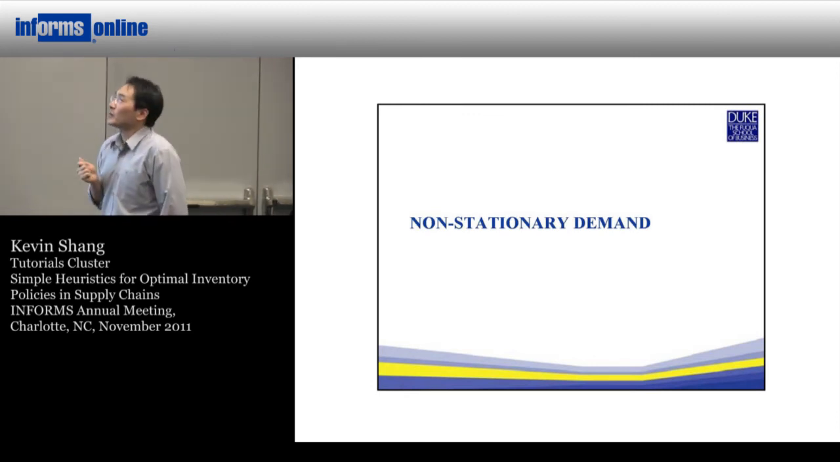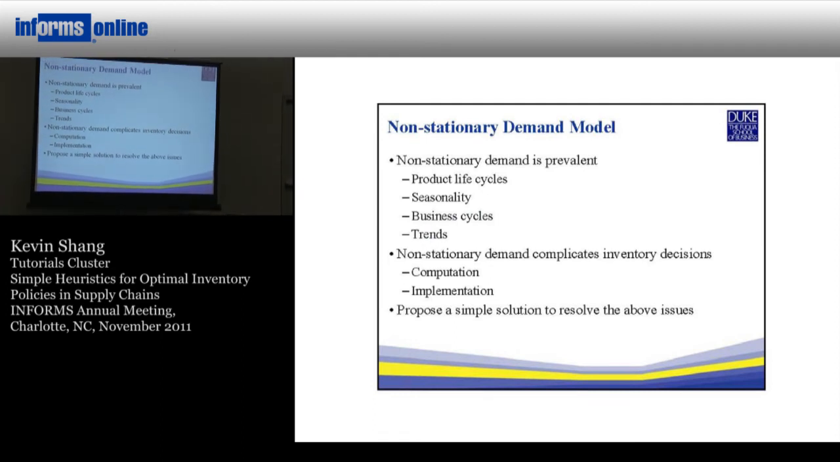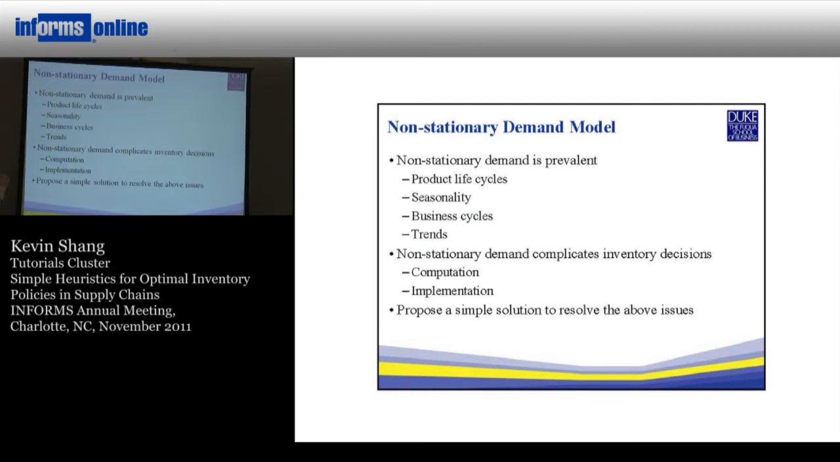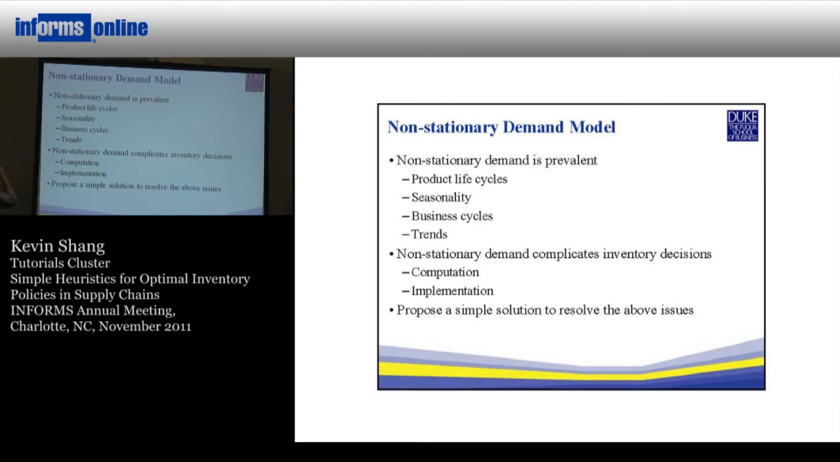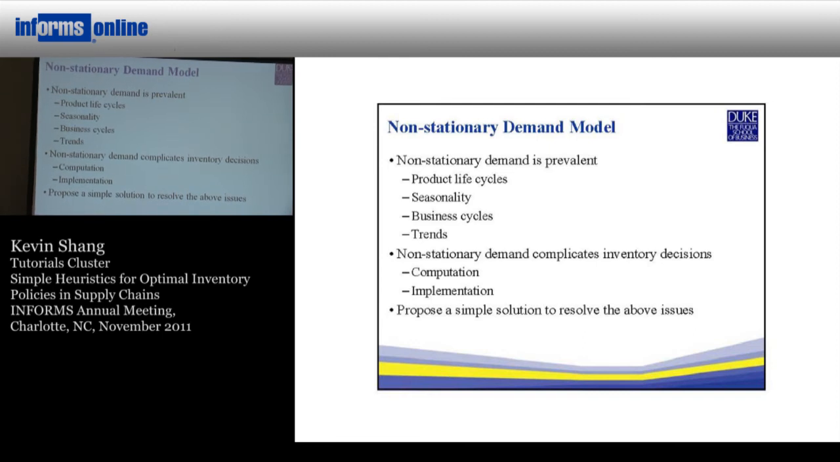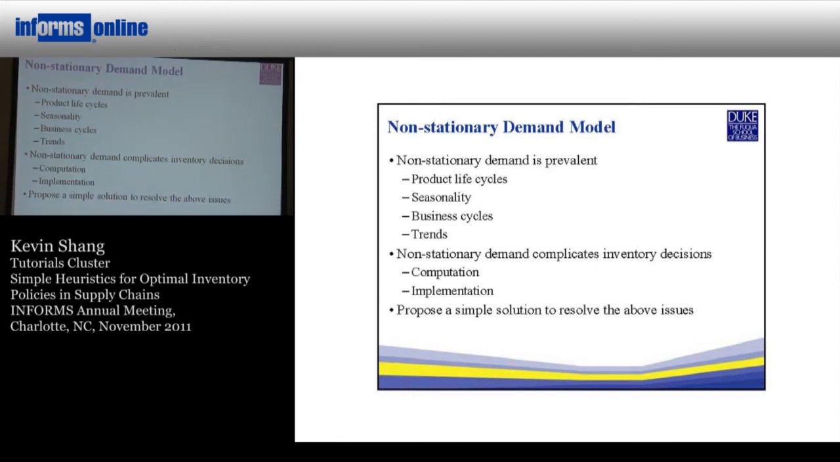So what do I mean by non-stationary demand? Why is it important, of course, right? Companies have some seasonality, trend, business cycles, etc. And non-stationary demand complicates inventory decisions, in the sense that if we are trying to minimize the total cost in a finite horizon, the standard approach is to plug in a dynamic program, and then we do some recursion from the last period all the way up, right? And this problem for the non-stationary demand case is more complicated than IID.